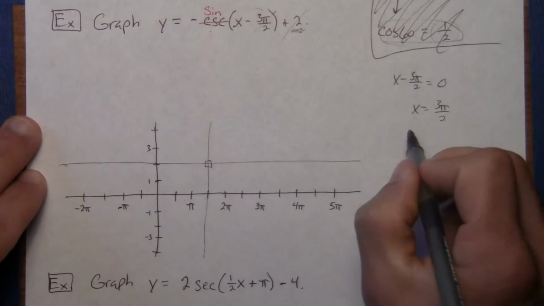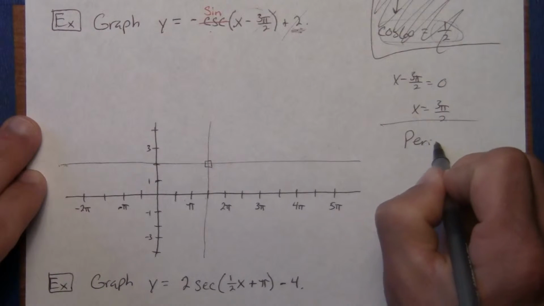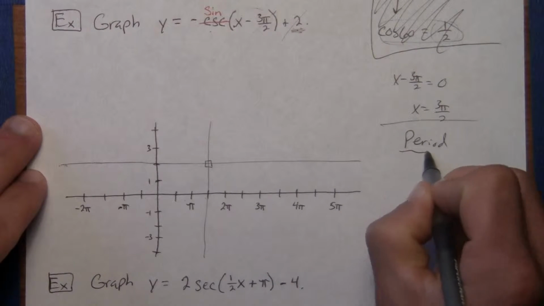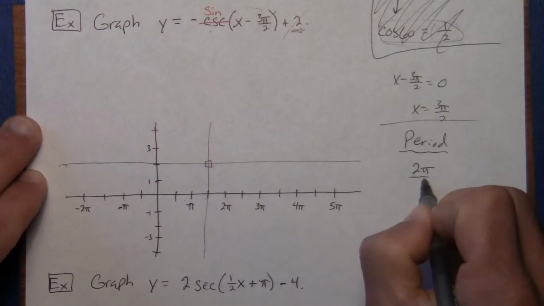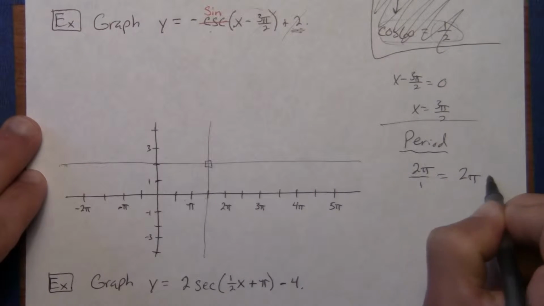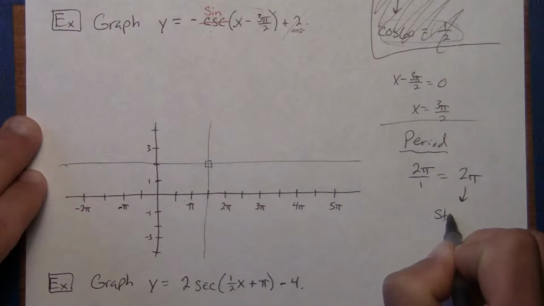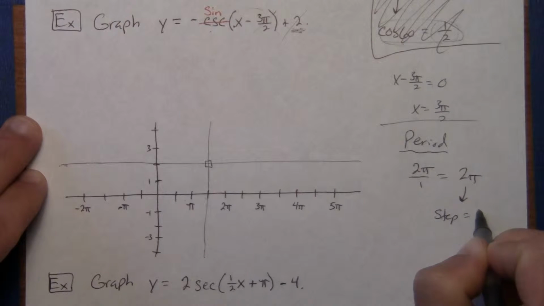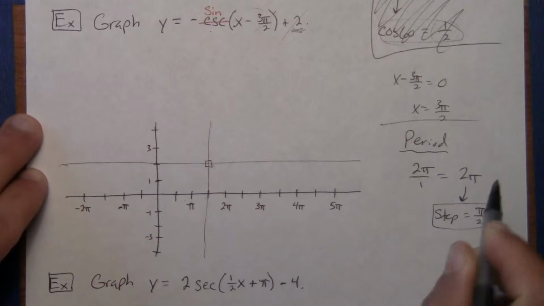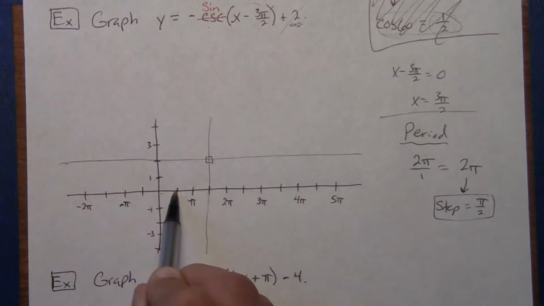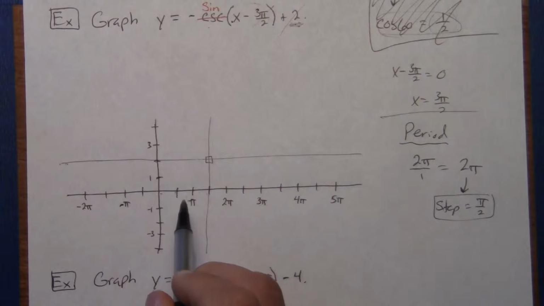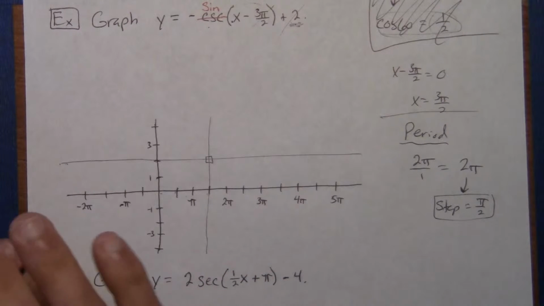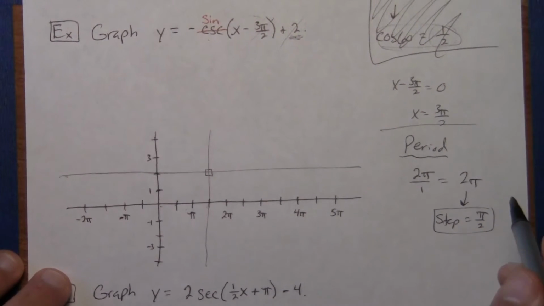Then I'm going to find the period, and for this one it's really nice, because our b value is 1. So our period is 2 pi, which remember we want the steps, which means I divide that by 4, which is going to give me pi over 2. Which basically means I'm moving pi over 2 to the right. In other words, I'm moving 1 tick mark here. So I'll move 1 tick mark to the right, and then I'll put my next point. Alright, I've got all my information. I can now just start graphing it.